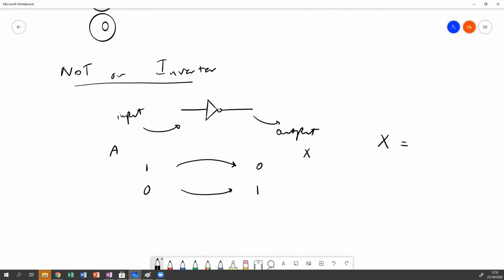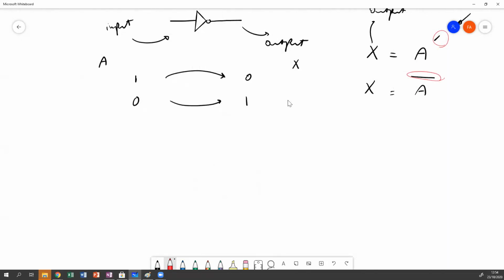So if this is your output, it's equal to A NOT, this is the sign, or A bar. These two signs show the NOT. So this is called the NOT gate, because that's a gate and it inverts. As I told you guys, if I have this lovely gate here, if I have 1, I get 0. If I have 0, I will get 1.